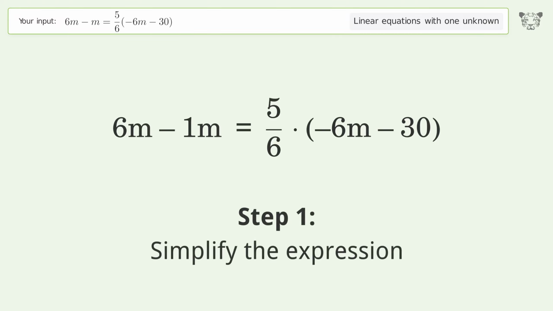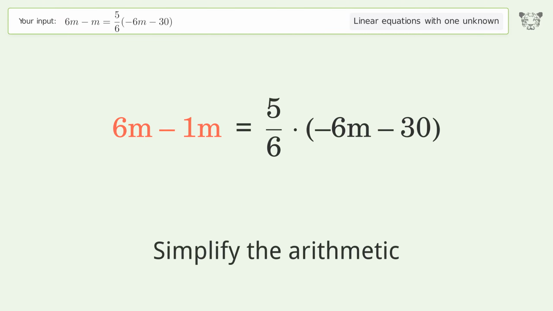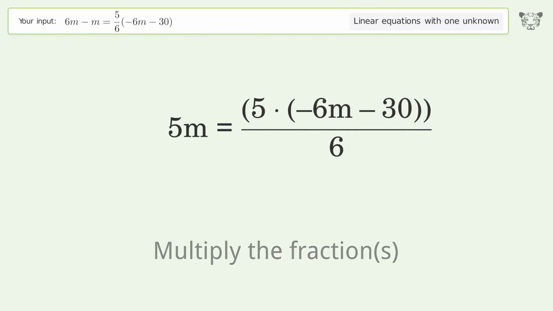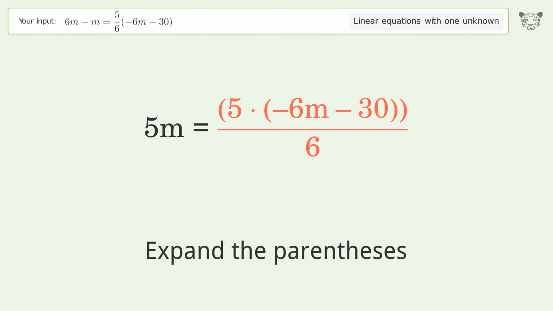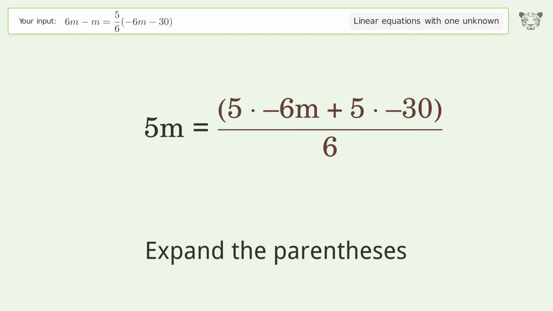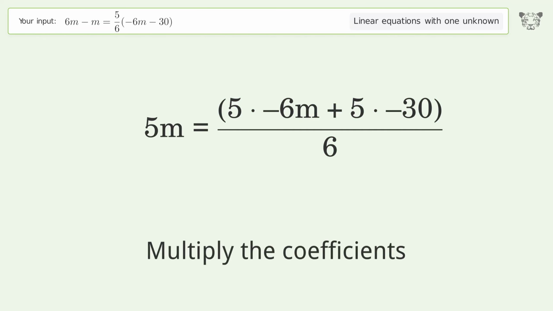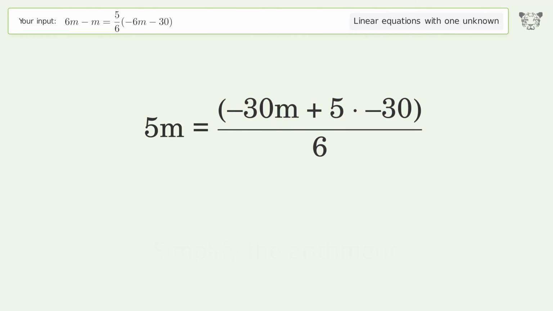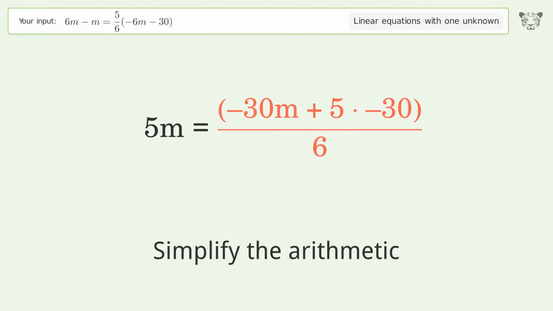Simplify the expression. Simplify the arithmetic. Multiply the fractions. Expand the parentheses. Multiply the coefficients. Simplify the arithmetic.